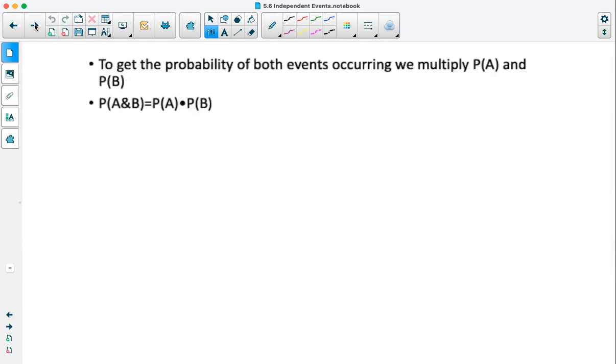To get the probability of both events occurring, we multiply the probability of our first event times the probability of our second event. And then if we had additional events, we'd multiply by the probabilities of those as well.